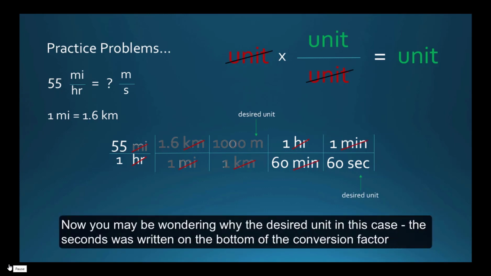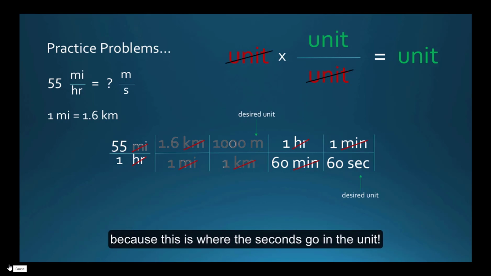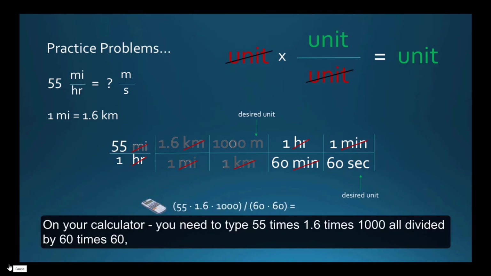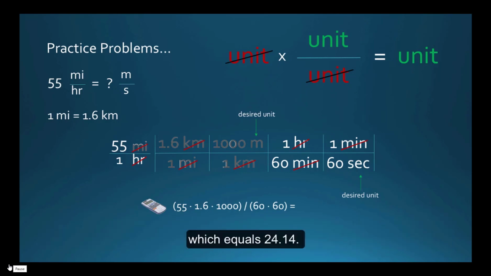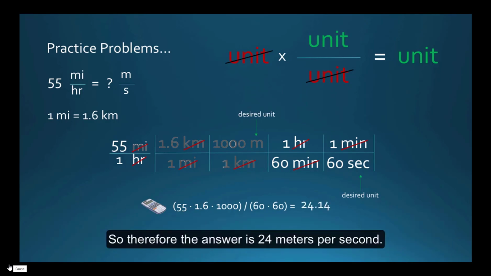Now you may be wondering why the desired unit in this case, the seconds, was written on the bottom of the conversion factor. Because this is where the seconds go in the unit. On your calculator, you need to type 55 times 1.6 times 1,000, all divided by 60 times 60, which equals 24.14. So therefore, the answer is 24 meters per second.